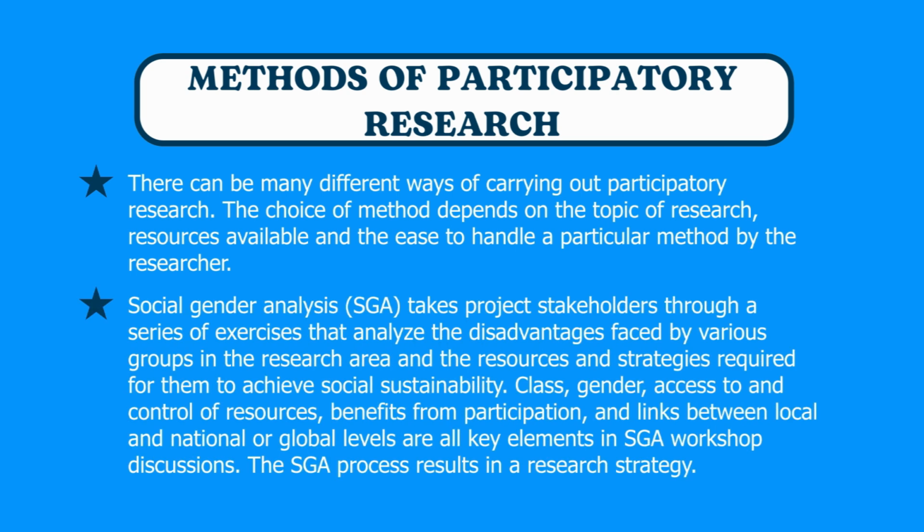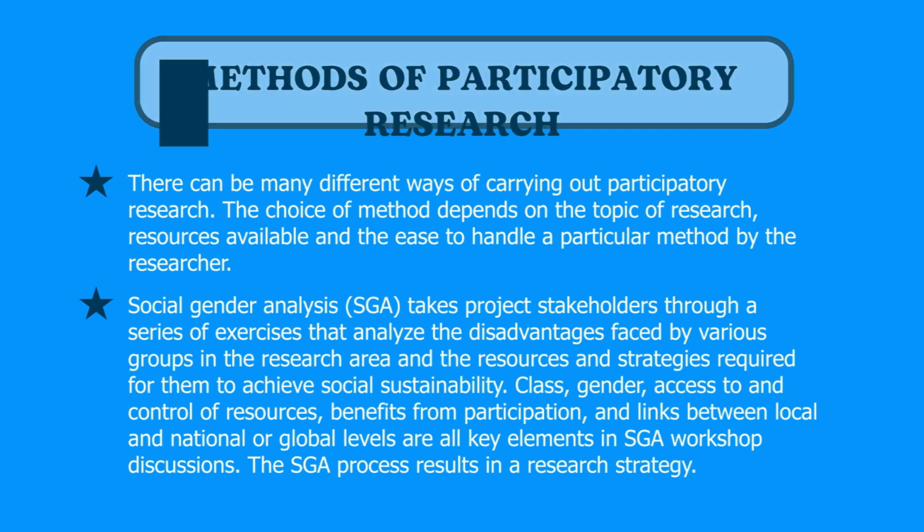A social gender analysis takes the project stakeholders through a series of exercises that analyze the disadvantages faced by the various groups in the research area, and the resources and strategies required for them to achieve social sustainability. It includes class, caste, gender, access and control over resources, benefits from participation, and links between local, national or global levels, and all kinds of elements like, for instance, the social gender analysis workshop discussion. These are some of the ways in which one can look at this.